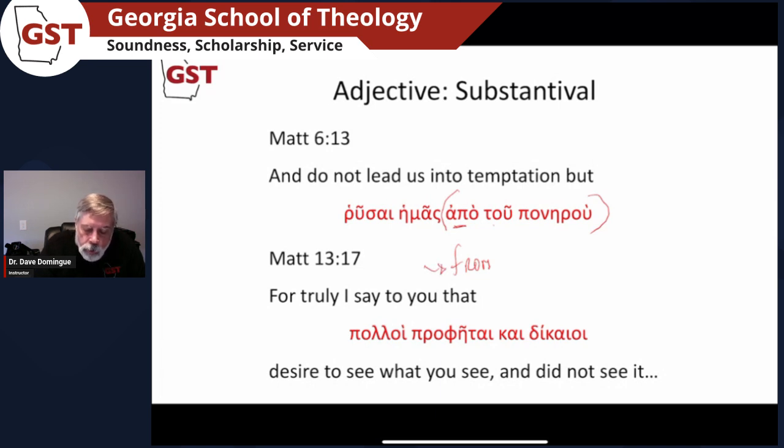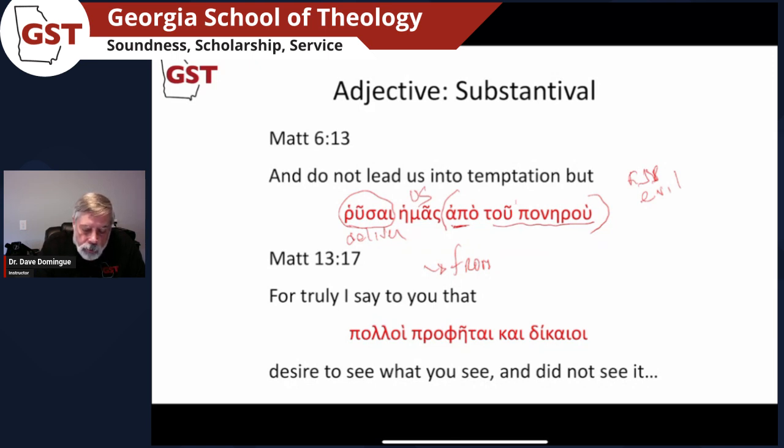Apo tou ponerou. Okay, so do not lead us into temptation, but deliver us. Here's the us. Deliver us. This is deliver. Deliver us from, away from evil, as the King James or the New King James. And I think there's some other versions that do that as well, so I'm not picking on them. Deliver us from evil, it says. Or, as other translations, from the evil one.